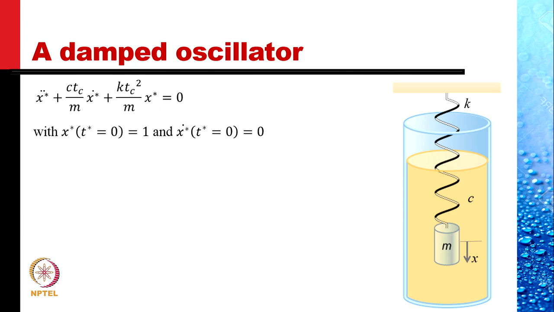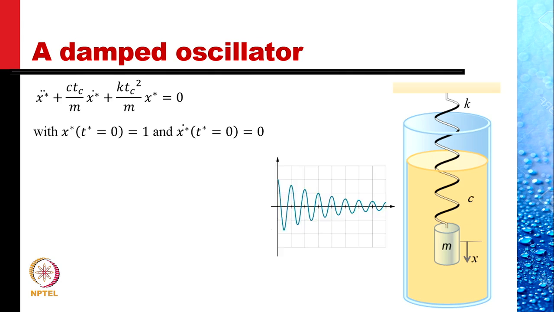I have copied those equations here. If we solve this equation, and it is easy to solve, this is the kind of variation that we see of x star with t star. Recall that we have not chosen tc yet. We said only that tc is the characteristic time. But what is its value?